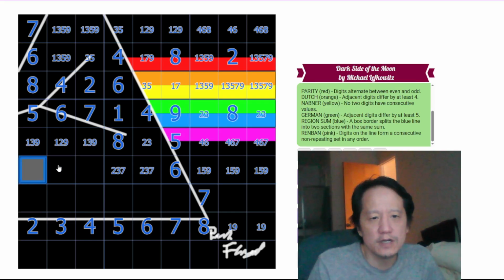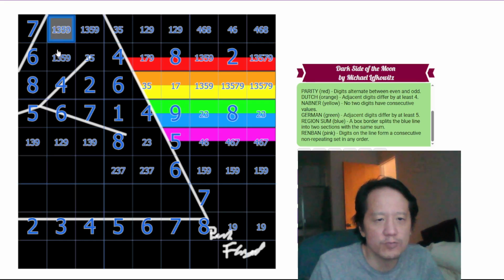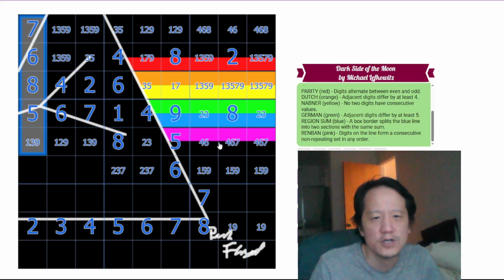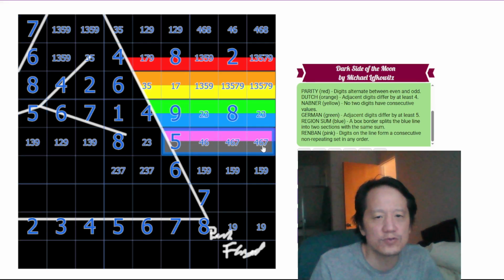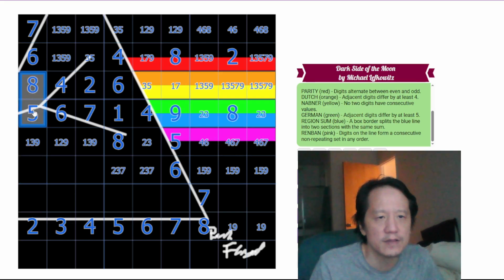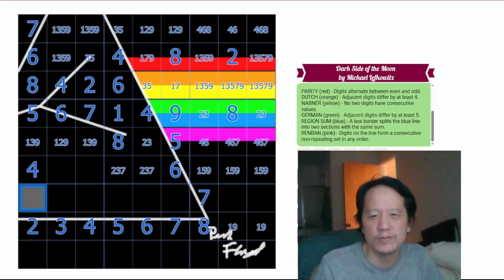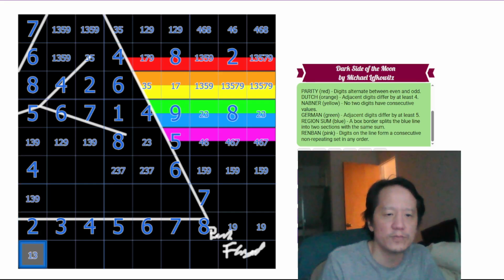Remaining digits in column 1. Well, actually, where is the 4? 4 can't be here because of the 4 in the box, and it cannot be any of these because of the 4, 5, 6, 7 quadruplet here, and these are filled, so this must be 4 here. That leaves 1, 3, and 9 remaining in column 1.